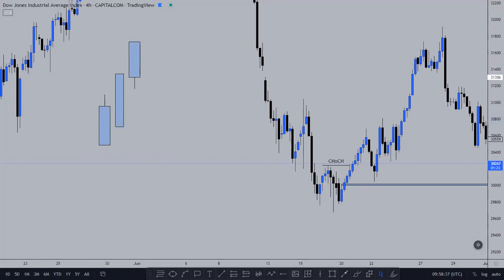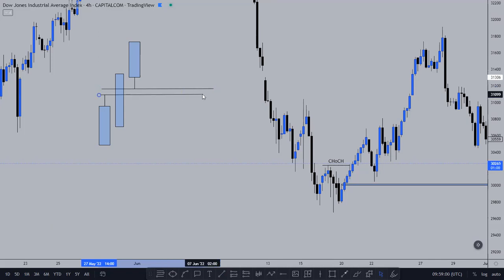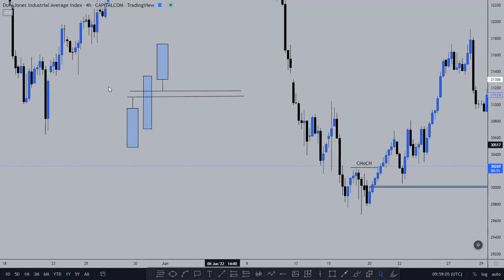You discover that we have the high. Where is the high? The high of this first candle, and the low of this last candle. That is what we call a fair value gap. That is what we also call an imbalance, a fair value gap or an imbalance.